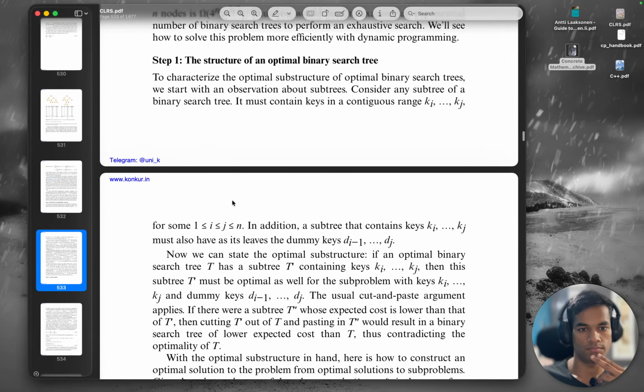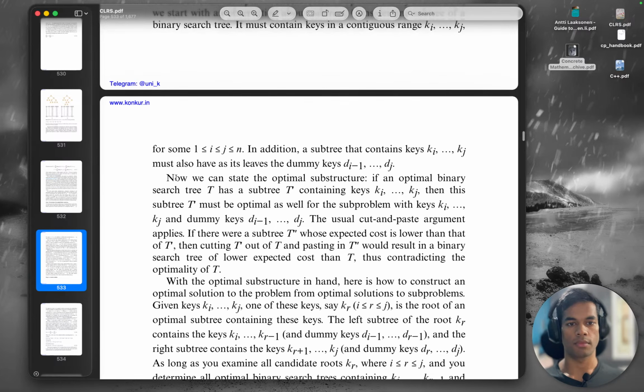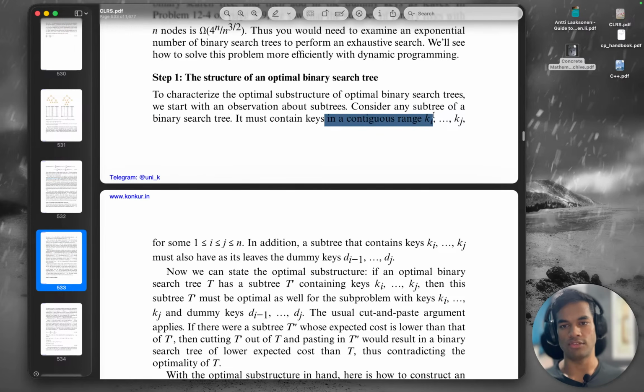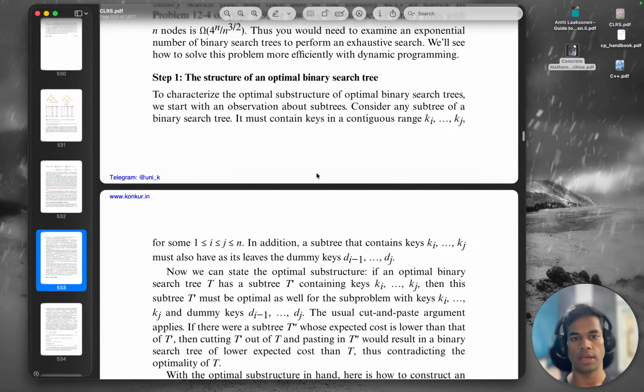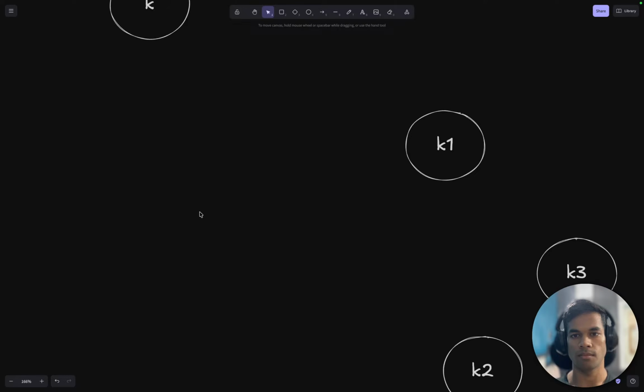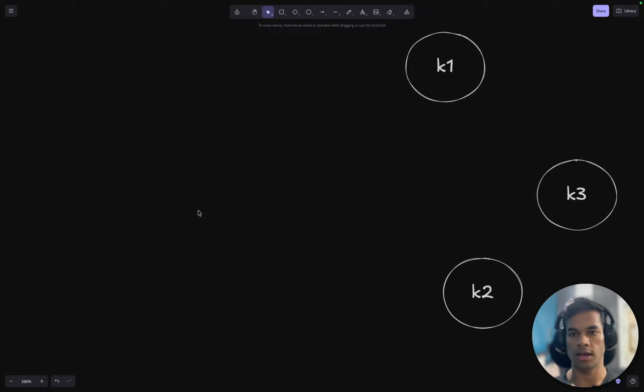Now we can state the optimal... contiguous. Why must it contain keys in a contiguous range? Why should it must contain keys in the contiguous range? That I do not understand. Contiguous. Why should it be contiguous?